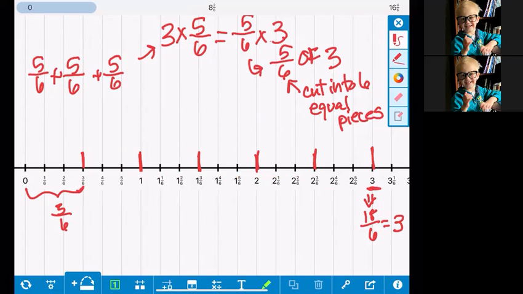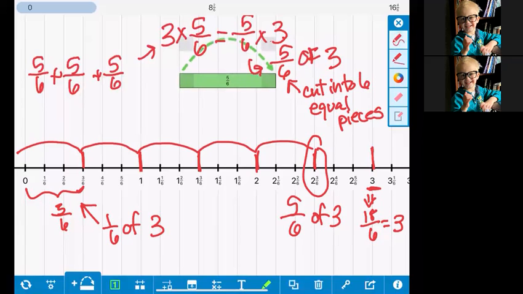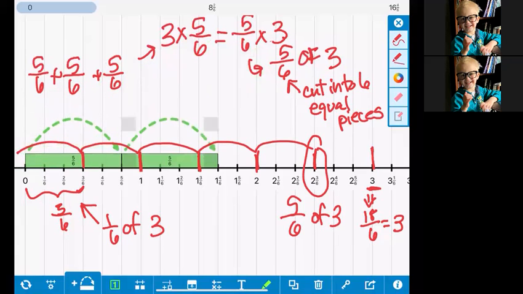So now we know each sixth, so this is 3/6, or 1/6 of 3 is another way to think about that. And now we said we wanted 5. So we want 1/6, 2/6, 3/6, 4/6, 5/6. 5/6 of 3 is 2.5, or 2 3/6, just like we just said when we did the repeated addition of 1 time, 2 times, 3 times.